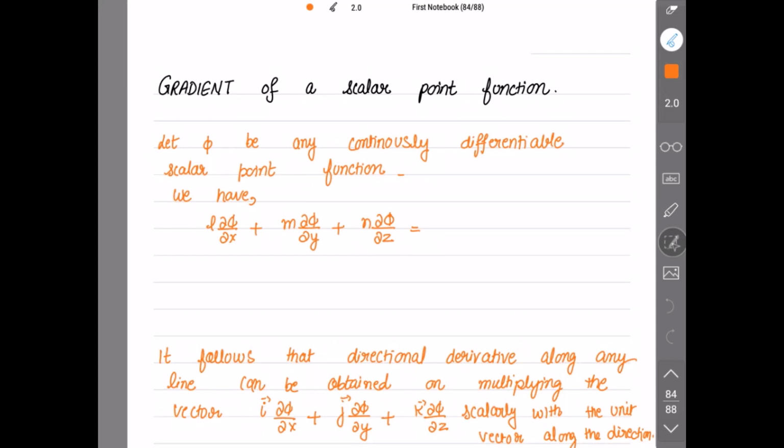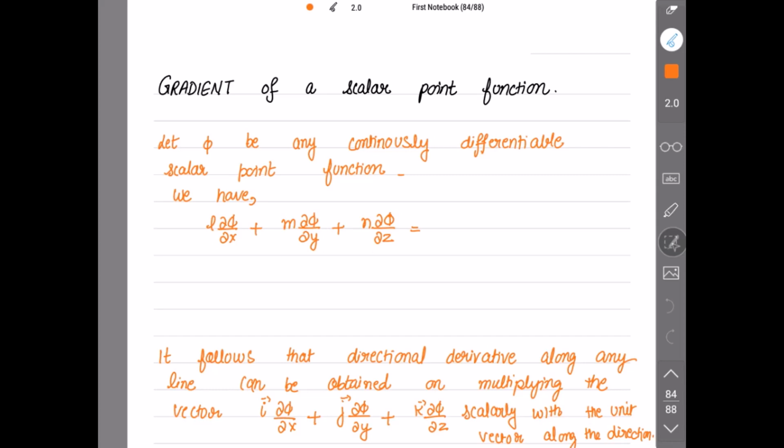Now the new term, that is the gradient of a scalar point function. Let's find out the gradient first. Let phi be any continuously differentiable scalar point function. We have the directional derivative as L del phi by del x plus M del phi by del y plus N del phi by del z. This is a directional derivative along a line with direction cosines L, M, N, right?